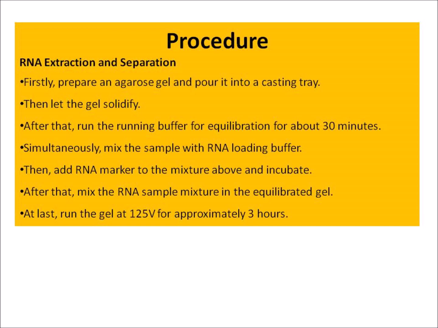The first step is RNA extraction and separation. Firstly, prepare an agarose gel and pour it into a casting tray. Then let the gel solidify. After that, add the running buffer for equilibration for about 30 minutes. Simultaneously, mix the sample with RNA loading buffer. Then add RNA marker to the mixture above and incubate. After that, load the RNA sample mixture onto the equilibrated gel. At last, run the gel at 125 volts for approximately 3 hours.